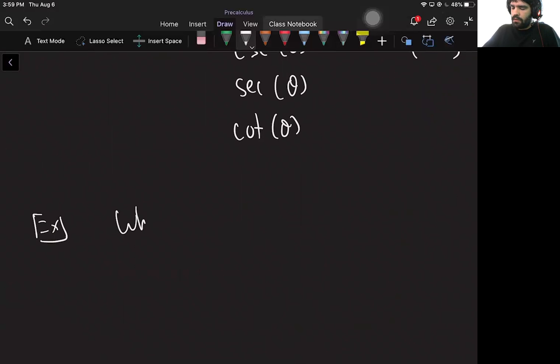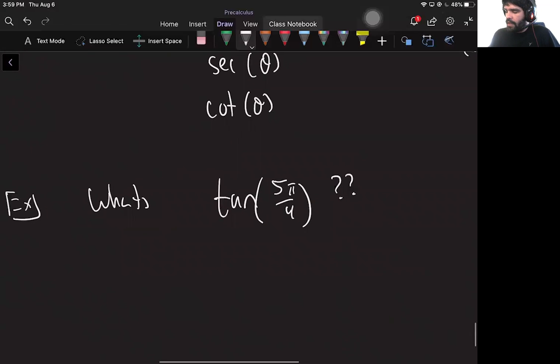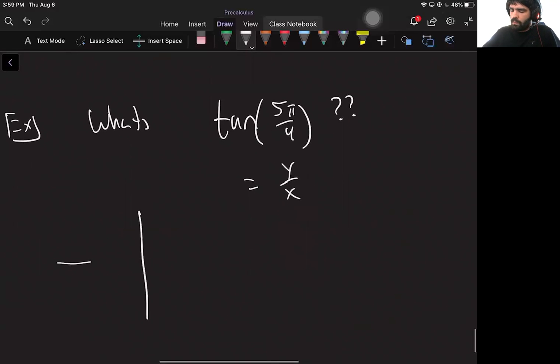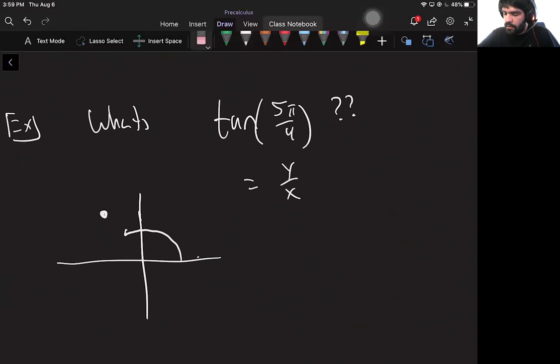So for example, if I want to know tangent of, let's do 5 pi over 4. That's one of those nice angles. So yes, tangent is y over x. But if I'm on the unit circle, which makes things easier to calculate since I know more about the unit circle. Oh, sorry, that's not where 5 pi over 4 is. 5 pi over 4 is down here. Now we're pros at counting it out. So this is 5 pi over 4.